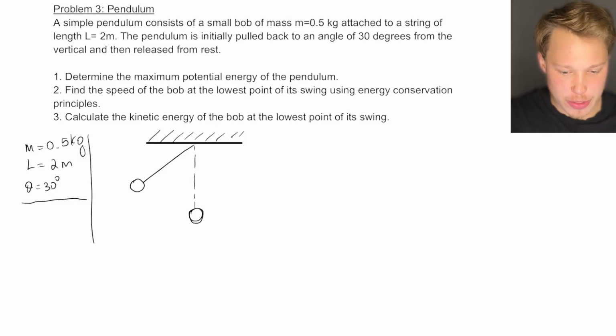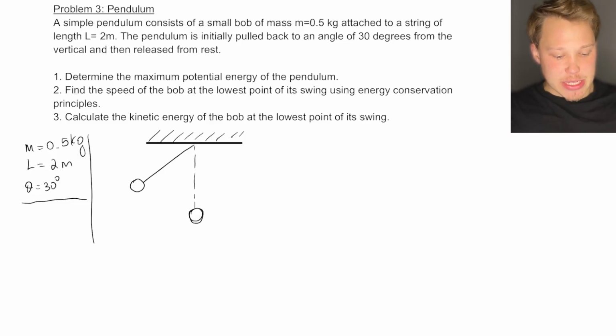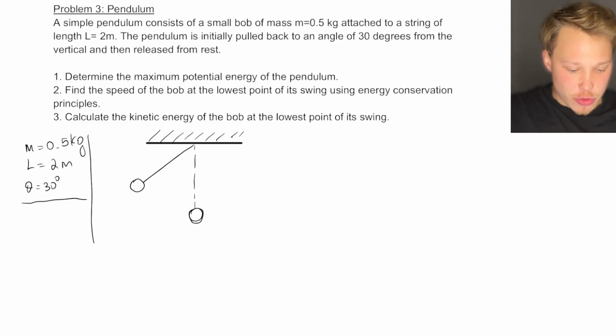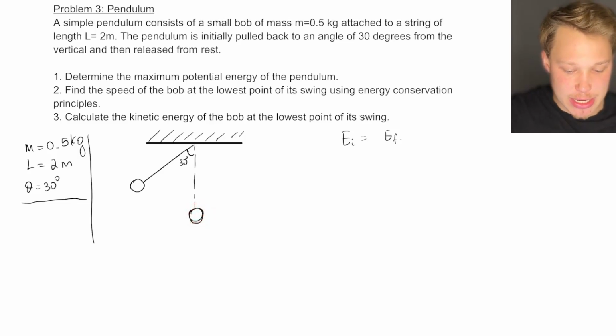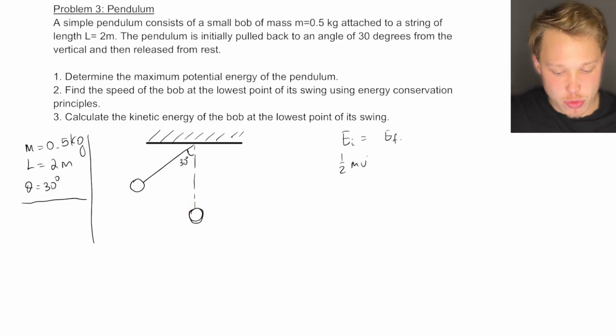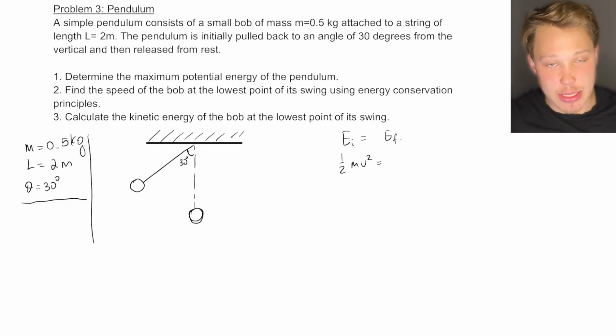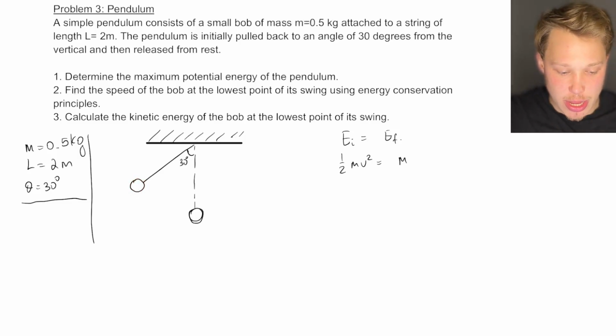Okay, perfect. So let's take a look. Here we have 30 degrees. As we saw before, the conservation of energy for the pendulum: at this initial moment, the only energy is the kinetic energy, so 1/2 mv squared. And at the final point right here, it's only the potential energy, mgh.